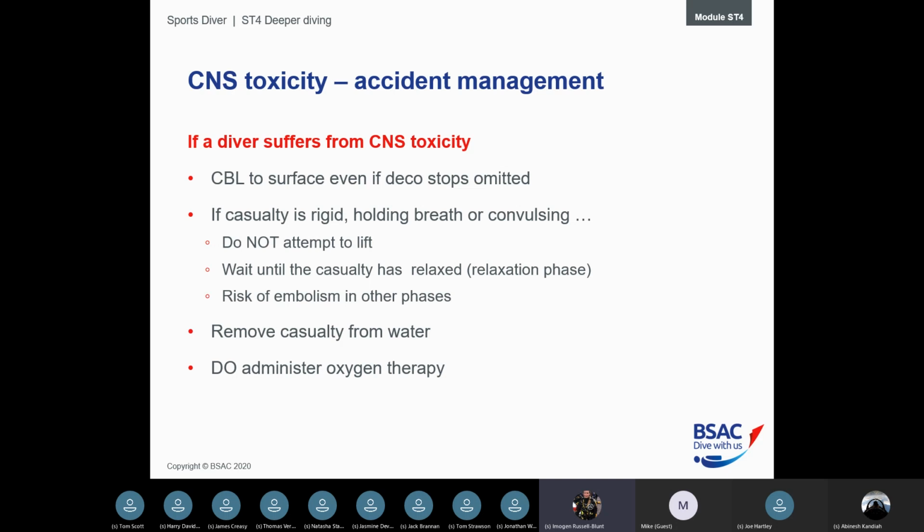But it's better for you two to be at the surface where the surface cover can help you out than you be at the bottom struggling with an unconscious casualty. If the casualty is rigid, holding their breath or convulsing, obviously you do not attempt to lift them in that situation. I've just explained why. Wait until they've relaxed and then you can lift them. There is a risk of embolism in the other phases, so the relaxation phase is the best phase to be lifting them in. We're removing them from the water, so if they're at the surface, we need to get them out of the water. We're monitoring respirations, and then you can call for other medical attention while you're at the top.